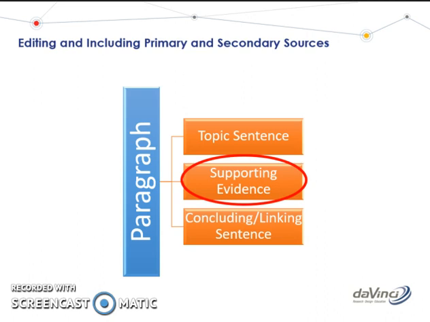During the development of the second draft of your essay, your ability to include primary and secondary sources will be put to the test. Remember that supporting evidence via quoting, paraphrasing, and summarizing should be inserted into each paragraph at the appropriate place, after you have stated the topic sentence in your own words.